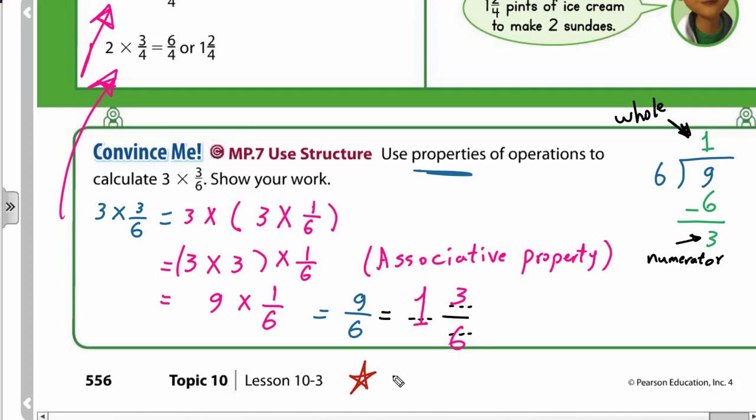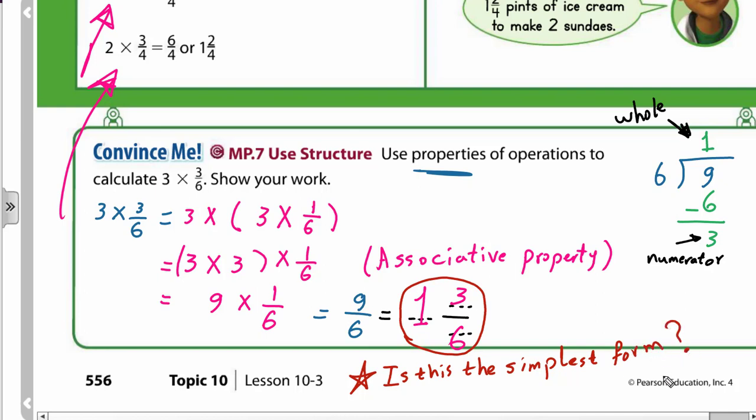I will write a star question here about what we have here: 1 and 3 sixths. Is this the lowest term, or the reduced form, or the simplest form? And if yes, why? And if no, also why? I want the reason.